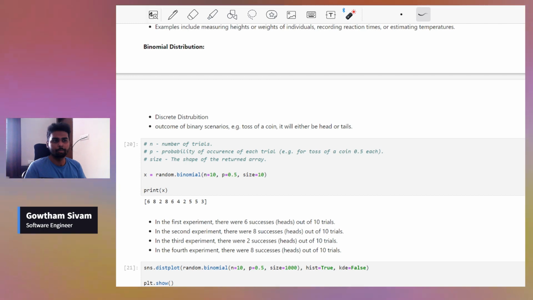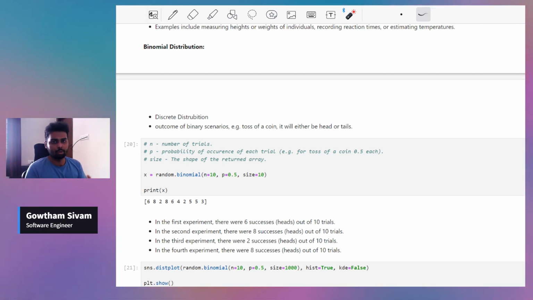Same way, toss of a coin, it should be either tails or heads. So the outcome is a binary scenario. Binary refers to 0 and 1, which means two things. 0 means false, 1 means true. Here, toss of a coin, heads or tails. So n is the number of trials. P is the probability of occurrence of each trial. Example, for toss of a coin, 0.5 each. So what is the probability when you toss a coin?